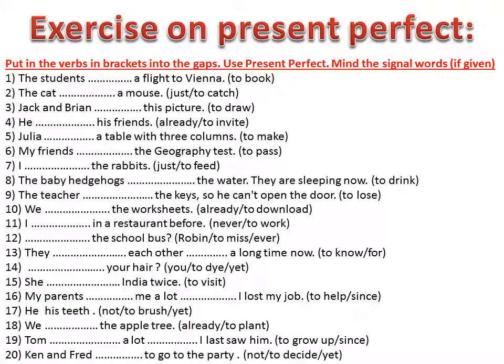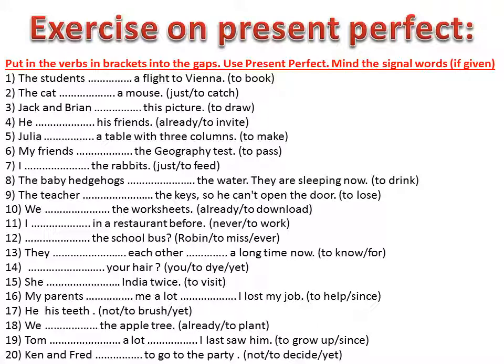Now let's answer some exercises together. Put the verbs in brackets into the gaps. Use present perfect tense, and mind the signal words if given. Number 1. The students fly to Vienna. Use the verb book. The students have booked a flight to Vienna. Number 2. The cat, a mouse. Just, to catch. The cat has just caught a mouse.